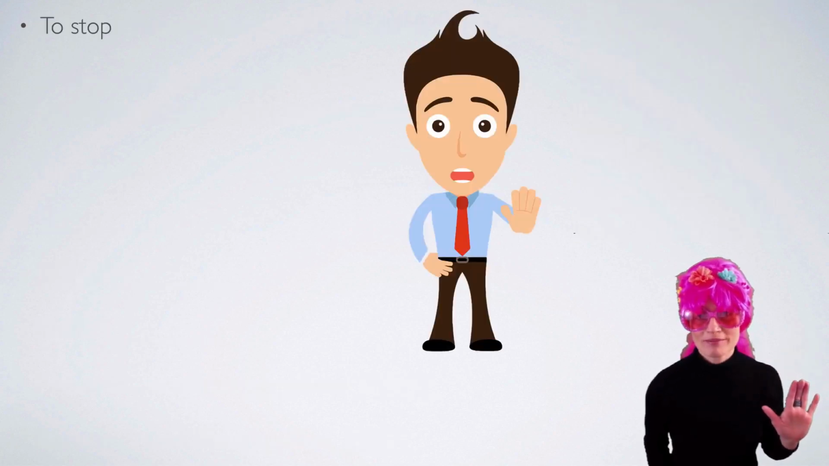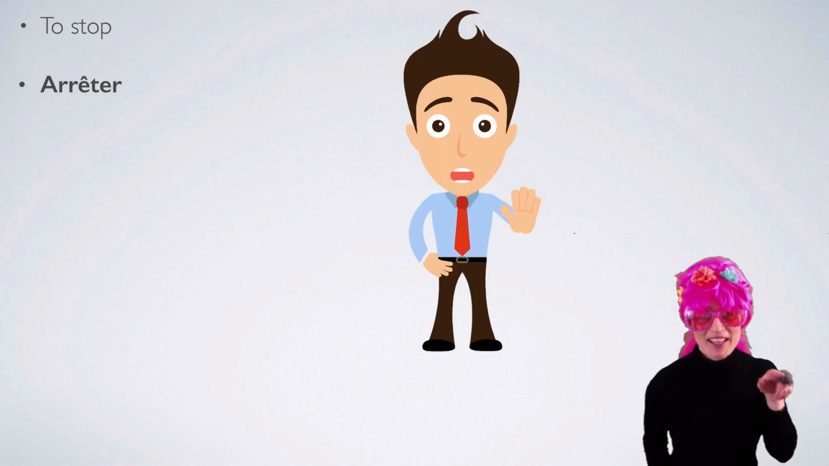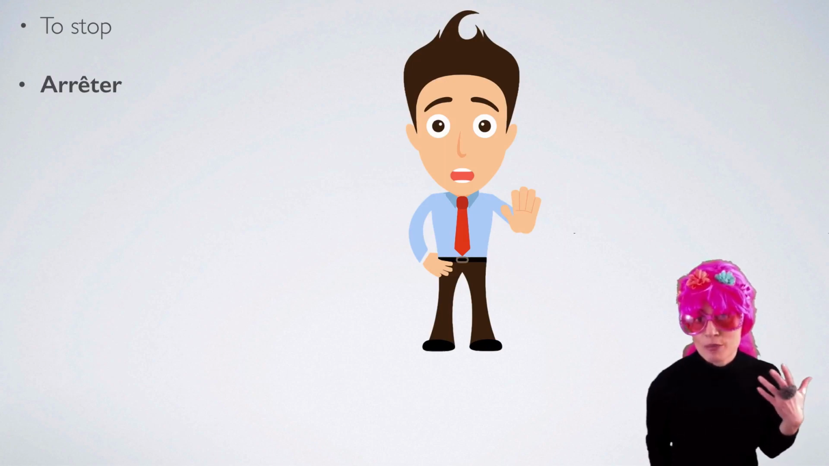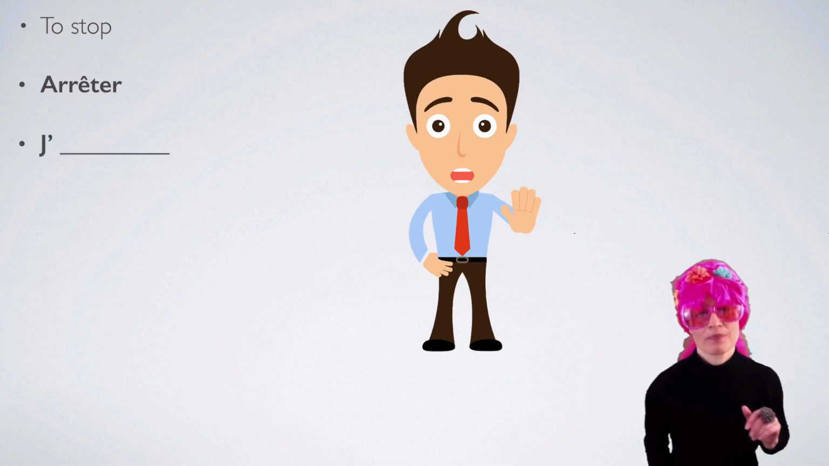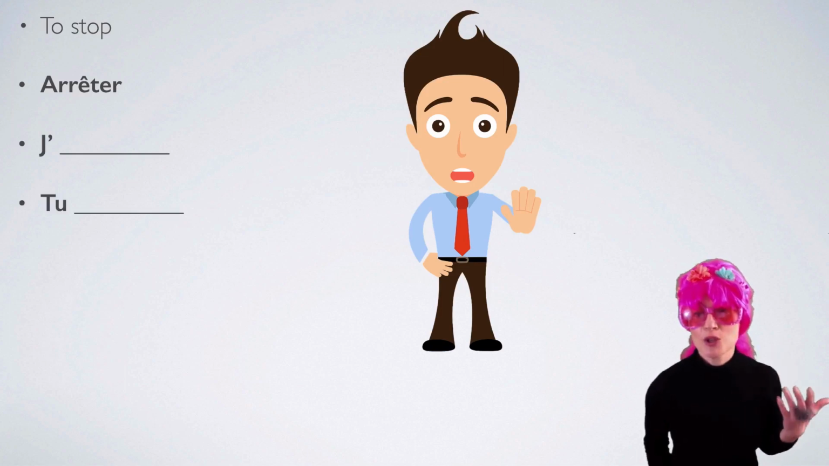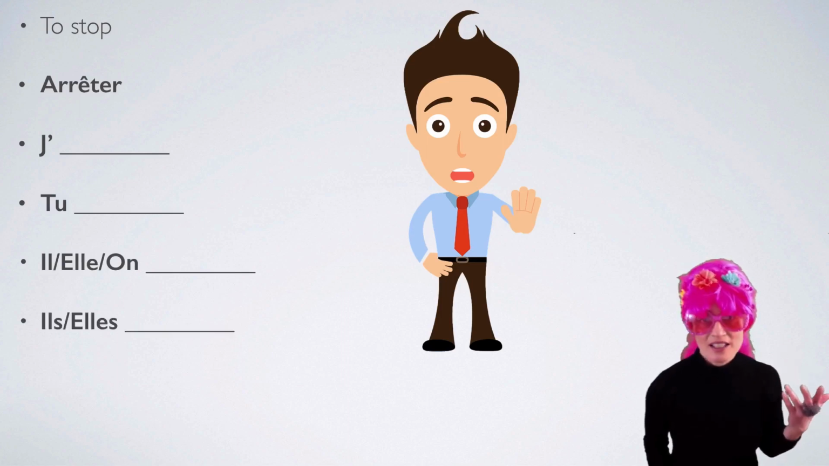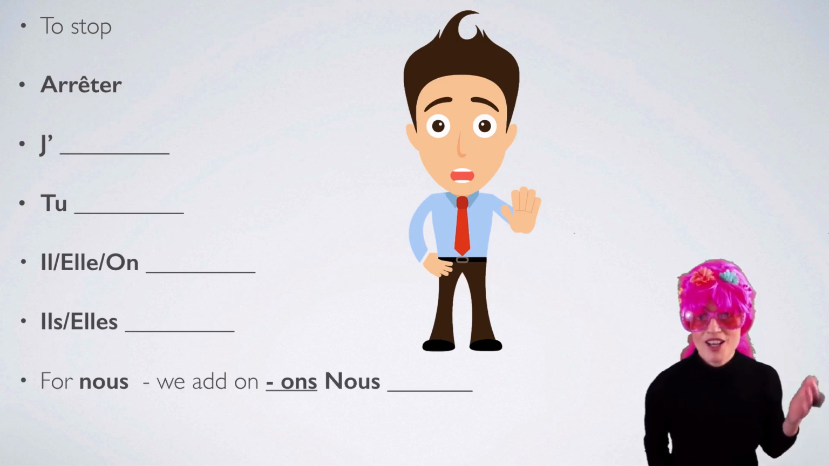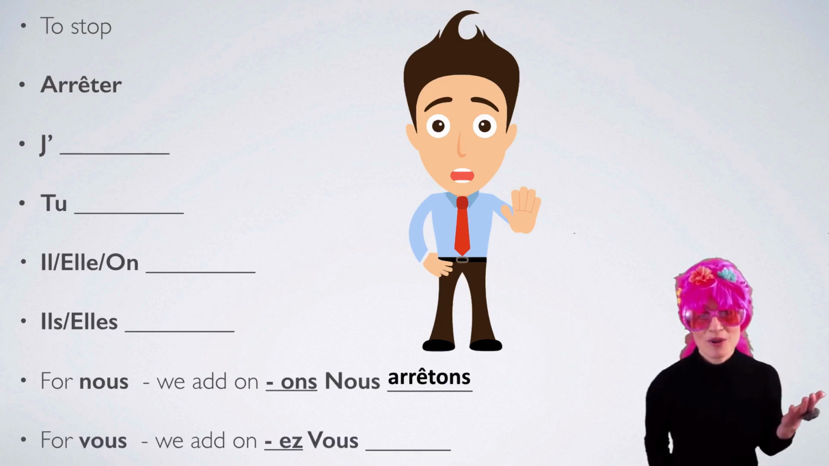To stop is arrêter. That circumflex accent meant there used to be another letter, usually an S. So it looks like arrest, to stop. So I stop, j'arrête. We're taking off the ER. You stop the sound on the T. Tu arrêtes. Il, elle, on arrête. Il, elle, as in they, arrête. They all sound exactly the same. Nous, add on ONS, nous arrêtons. Vous, add on EZ, vous arrêtez.